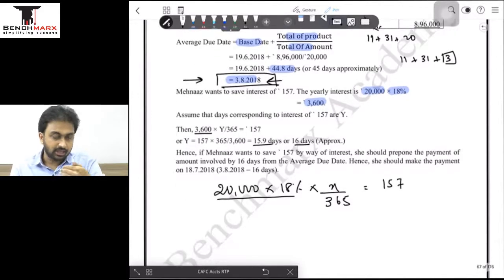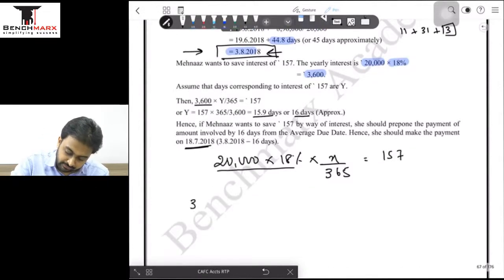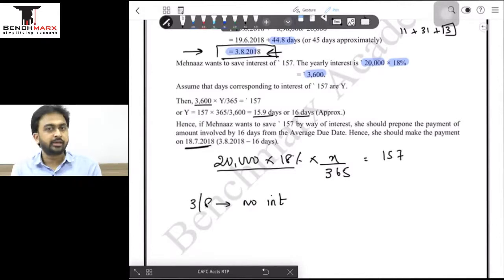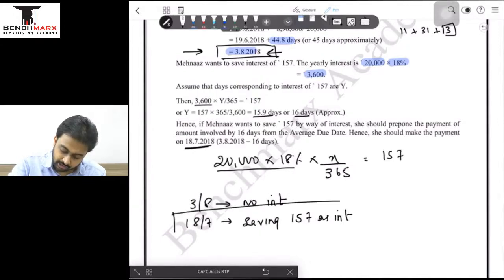So we will subtract the 3 days of August. So out of that, now 13 days will remain. Before August it is July. July has 31 days. Out of 31 days I will subtract 13. I will reach the 18th. Which means if the payment is done on 3rd of August, no interest has to be paid, no interest has to be received. If the payment is made on 18th of July, that is 16 days before the due date, he will end up saving 157 as interest. And this is something new in the question.